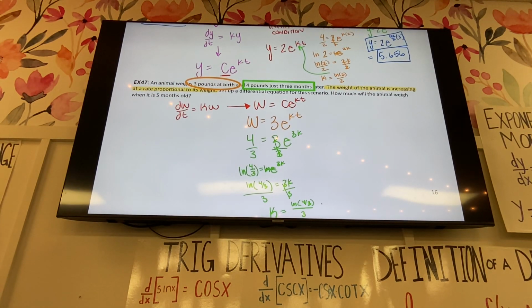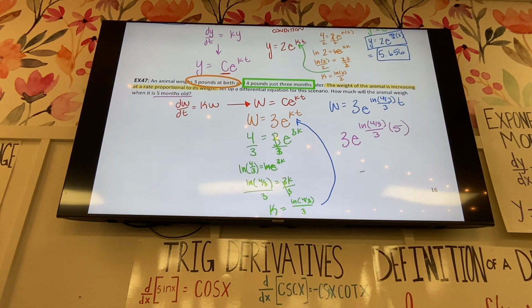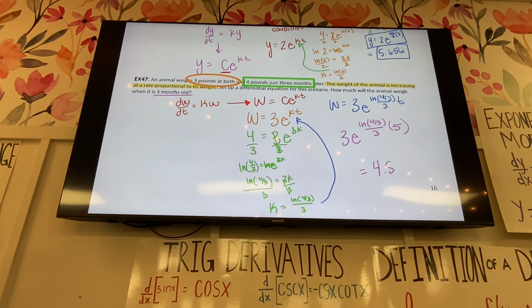All right, so I can take that guy and, well, here I'm going to do that in a different color. I can take my k and plug it back in to get an actual equation. W equals 3e to the ln of 4/3 over 3 times t. And then to answer the question, how much will the animal weigh in 5 months? All you have to do now is plug 5 in. So 3e ln of 4/3 over 3 times 5, which is going to give you 4.845 pounds.